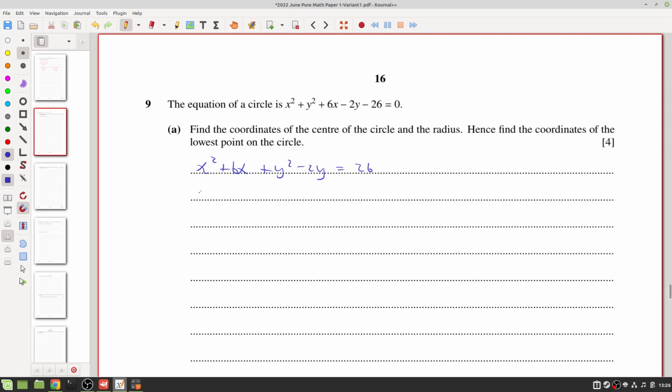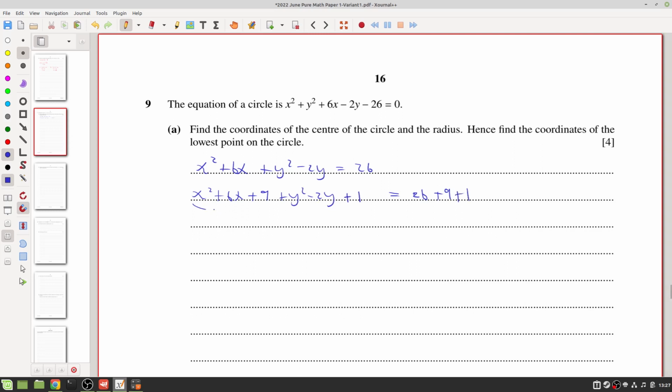So for this, we're going to rewrite the first two terms, x squared plus 6x, add half of 6 squared, so 6 over 2 squared, so 3 squared would be 9. Okay, so here we have 26, so on the other side we also have to add 9. Then with the y's, write those two terms and add half of this squared, so half of negative 2 is negative 1, and if we square that we get 1, so we have to add 1 here as well.